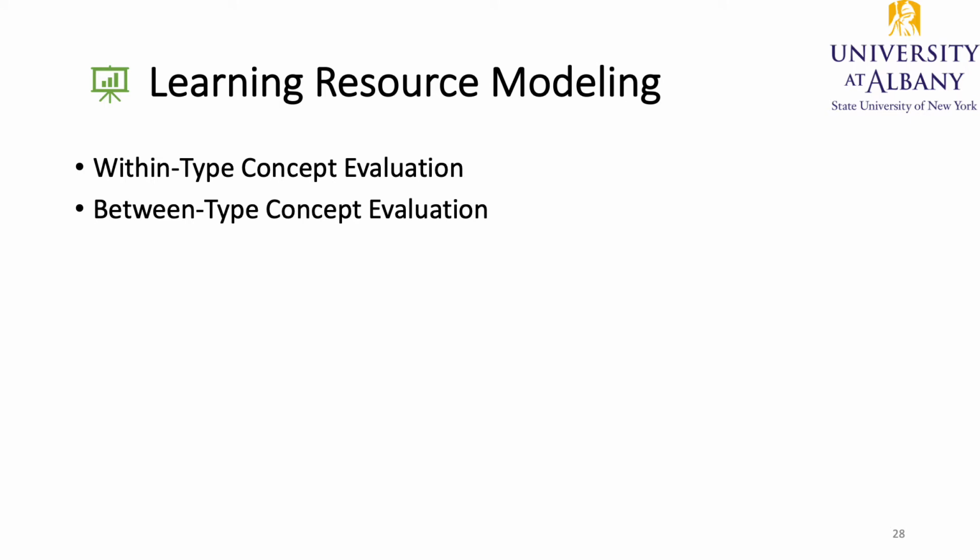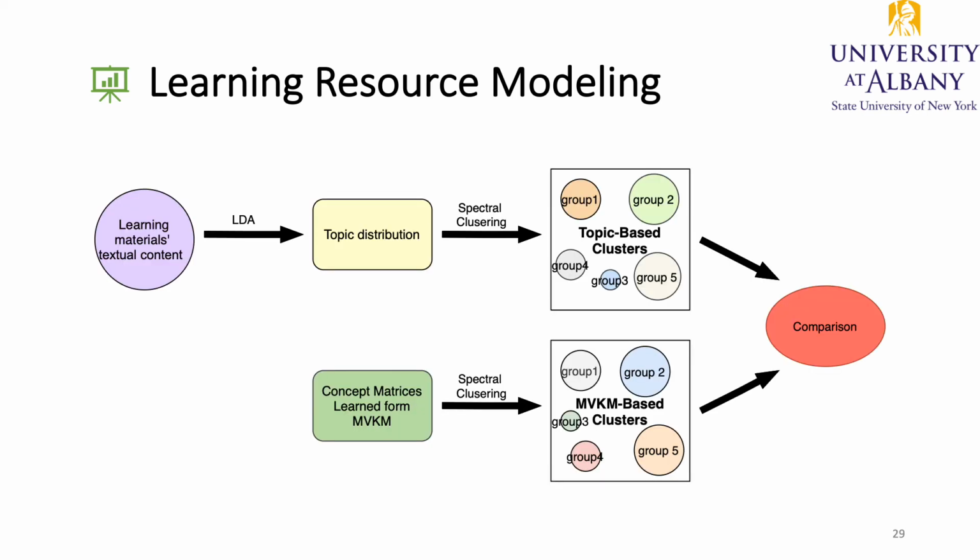In the last set of our experiments, we evaluate how MVKM can model different learning resource types. We evaluate both within-type concept evaluation and between-type concept evaluation. To do this, we compare the similarity between learning material that is captured by our model with both the topic-based similarity between them and the similarity that is based on course structure.